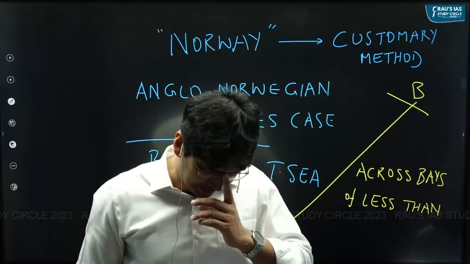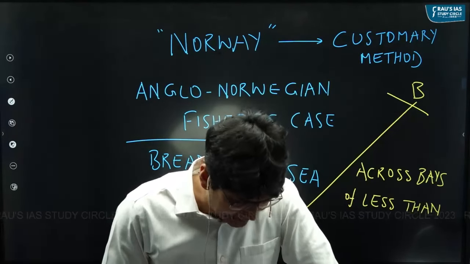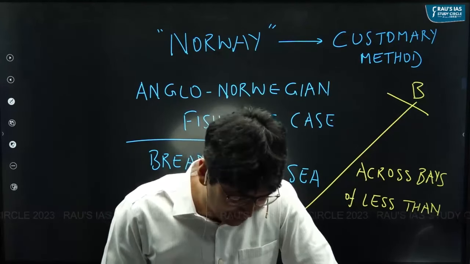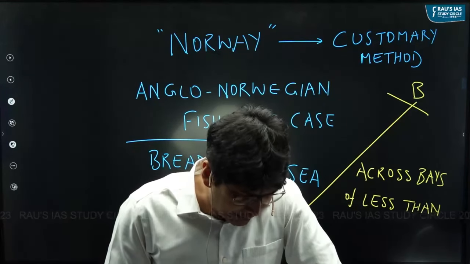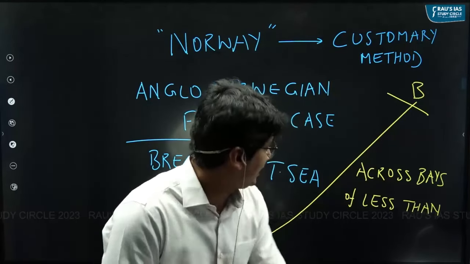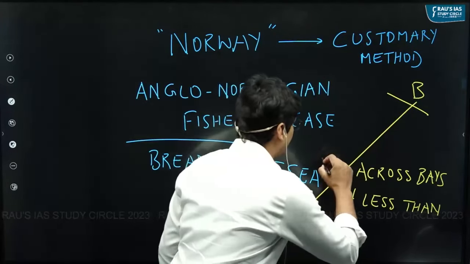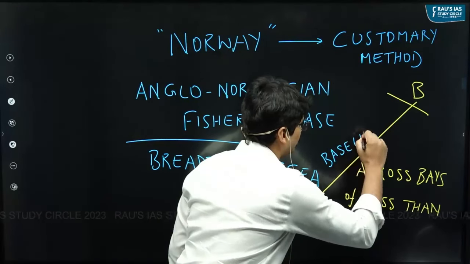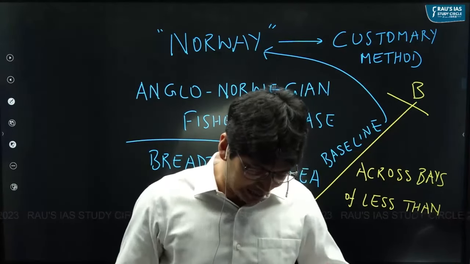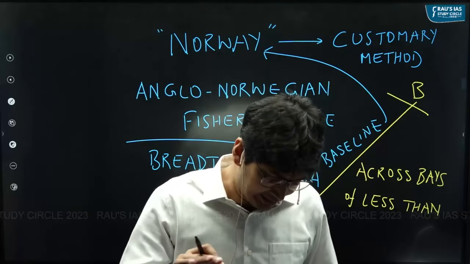I'm repeating this sentence again. The UK argued against the method of measuring the breadth of the territorial sea, which was alleged by Norway as a customary method of measurement, whereby a straight line may be drawn across a base of less than 10 miles from one projection to another, which could then be regarded as the baseline for the measurement of the territorial sea. So a straight line drawn between two bays of less than 10 miles will be regarded as the baseline. This was the contention of Norway. The ICJ emphasized.